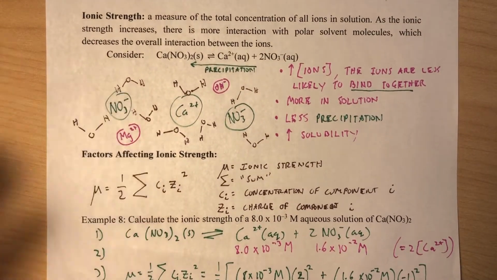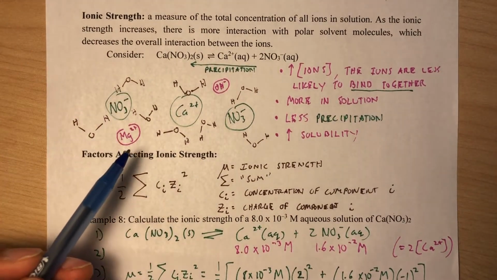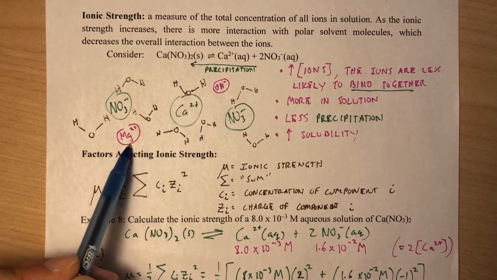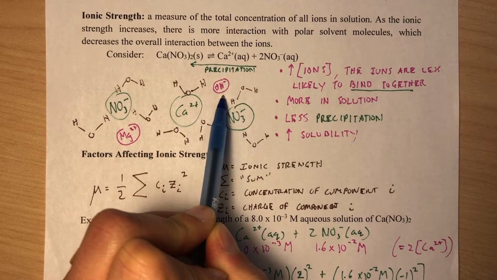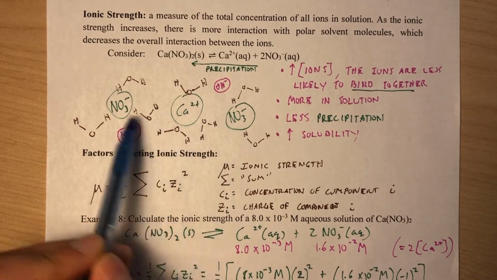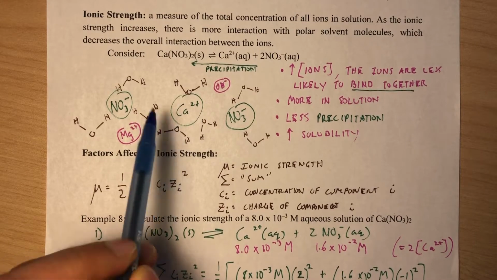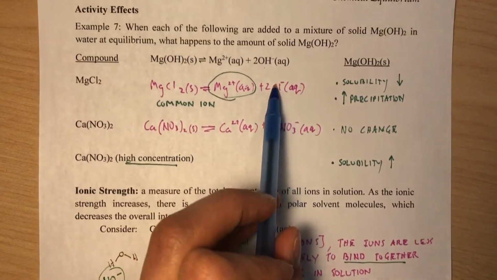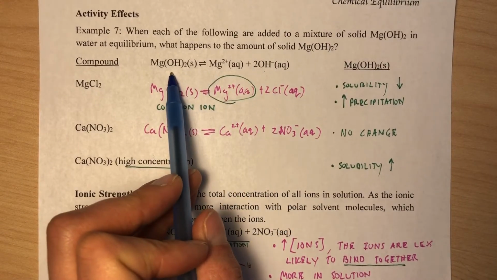However, when you have a really high concentration of ions in solution, those ions actually get in the way of the aqueous form of the solid to prevent precipitation. So when you have a whole bunch of calcium nitrate in solution, for example, it prevents the magnesium and the hydroxide from reforming and precipitating out.